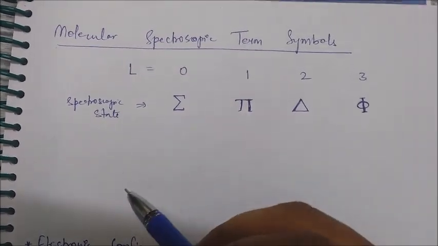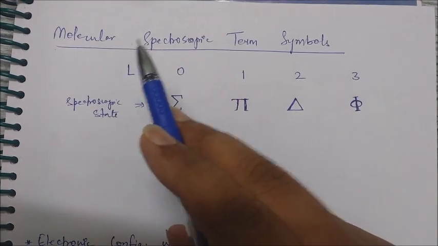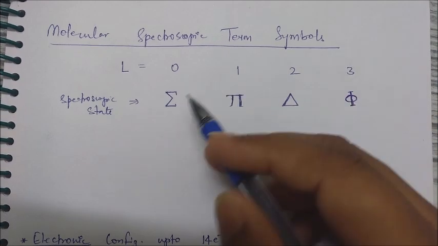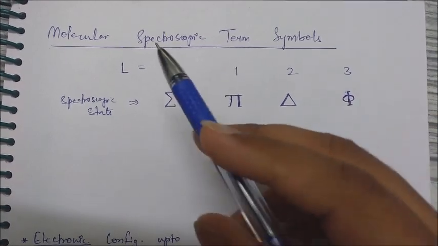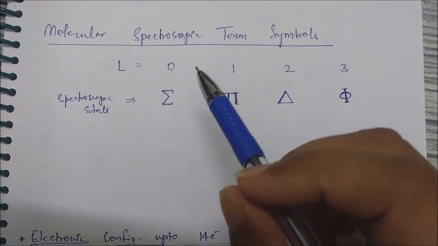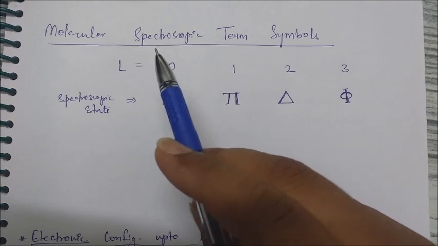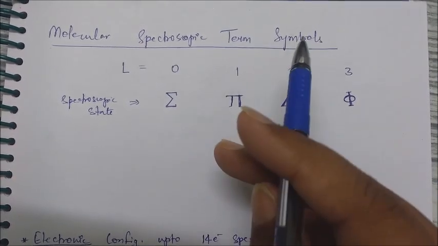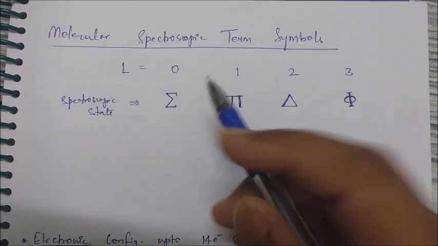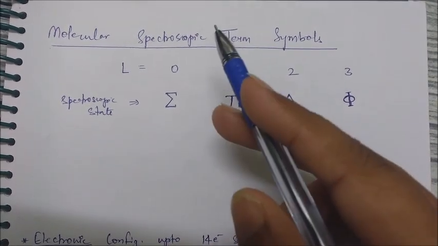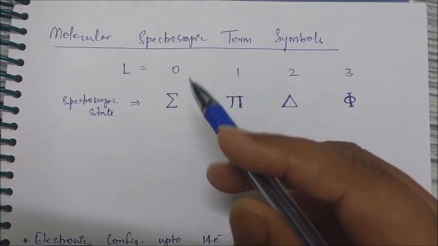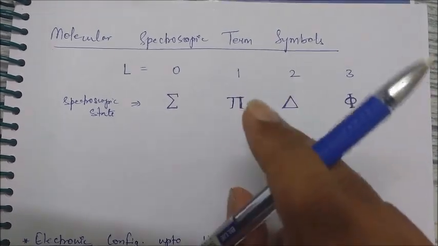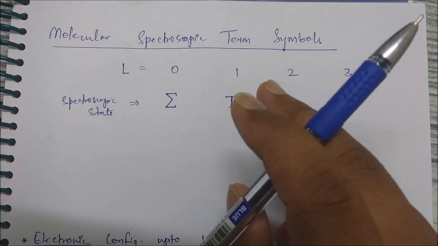In this video we will talk about diatomic molecular spectroscopic term symbols. This video is the extension of my previous video which I have posted on atomic term symbol. If you haven't watched that video on atomic term symbol, I suggest you go and watch that video. That will be very helpful, and some things are correlated from that video to here, so it will help if you watch that video and then watch this. Here is the link for that video. You can go and watch it.